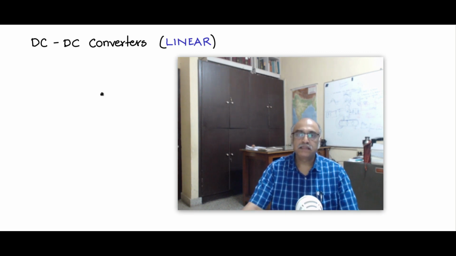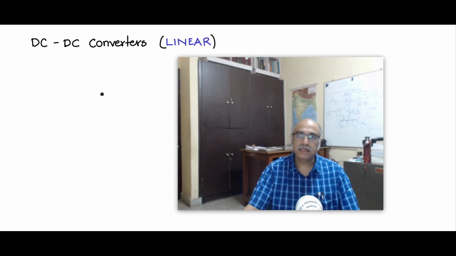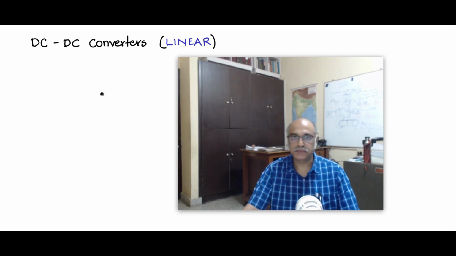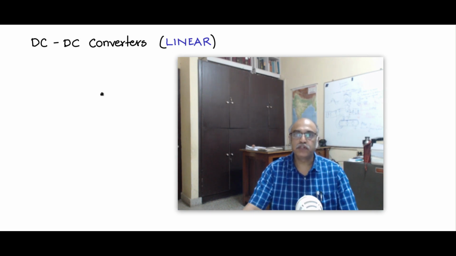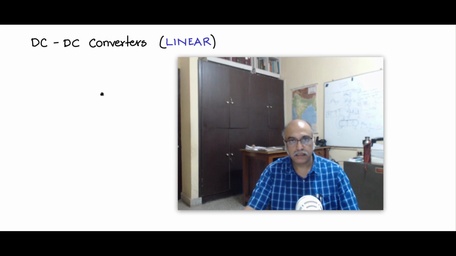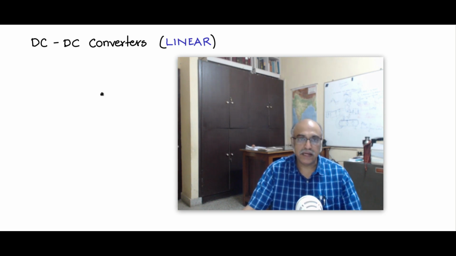There are two methods broadly in which we can achieve this. One method is by linear circuits. The other method is by using switched mode circuits. We shall discuss the switched mode circuits later. Today we will take up DC-DC conversion using linear circuits, also known as the linear regulators.